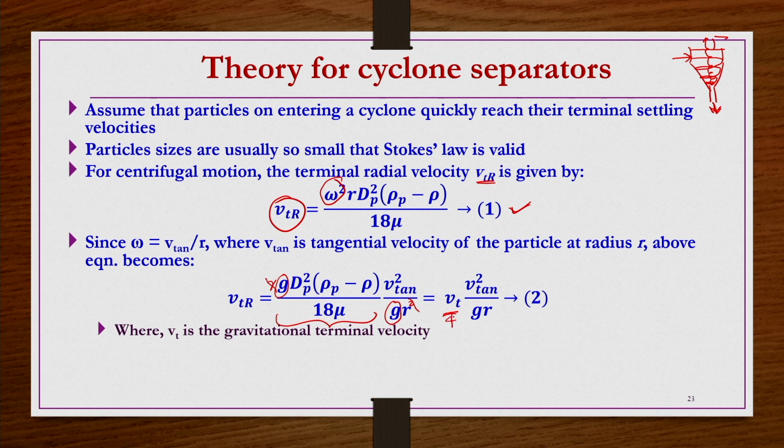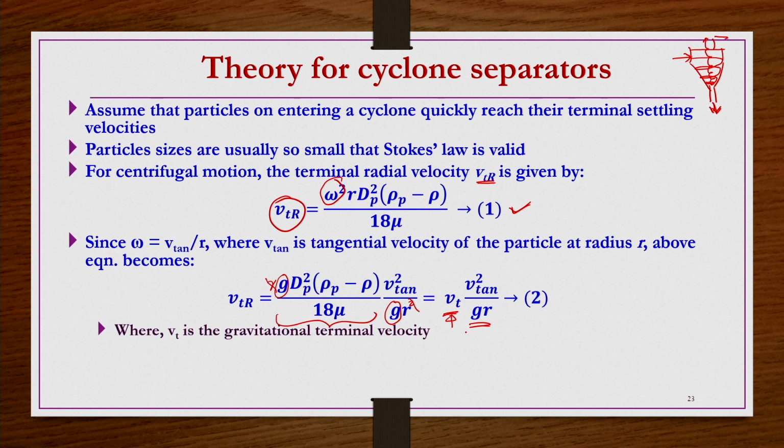Now, we are writing Vt, just a change of symbols only, and then what are the remaining terms? V tan square by Gr, V tan square by Gr. Now, from this equation what we understand is, if Vt is higher, that is the settling velocity of the particle, though it is in the Stokes regime but towards the upper end of the Stokes regime, right.